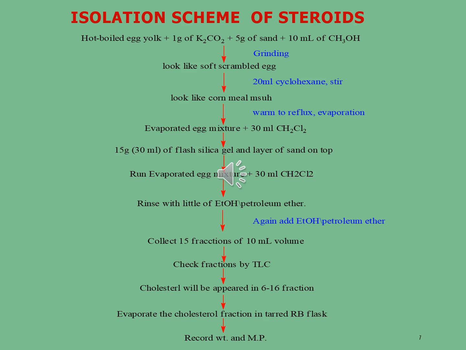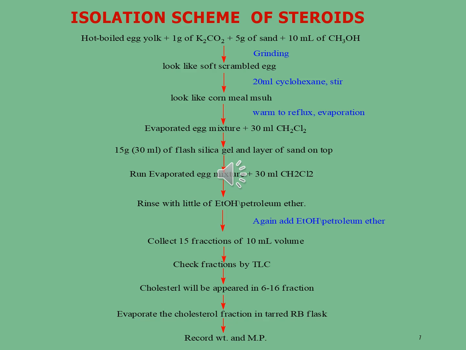After that, we will take the cornmeal mush material. The whole material is then subjected to reflux and evaporation. After evaporation, we will get the evaporated egg mixture to which we will add 30 ml of methylene chloride. Now, this material is subjected to column chromatography, in which we will take 15 gram of flash silica gel and a layer of sand on the top. So the column is packed.